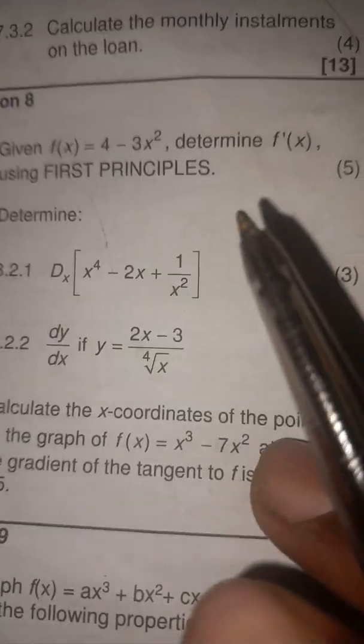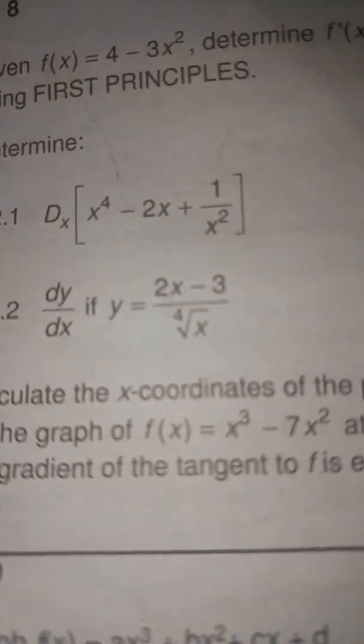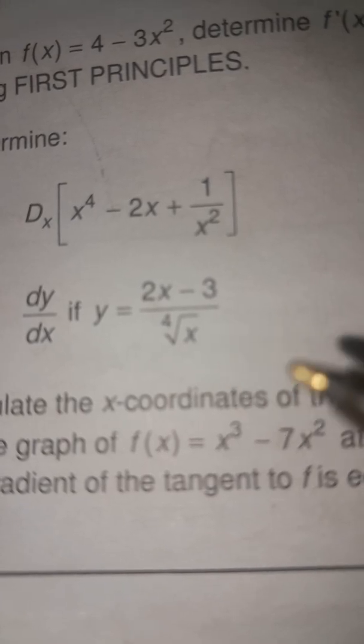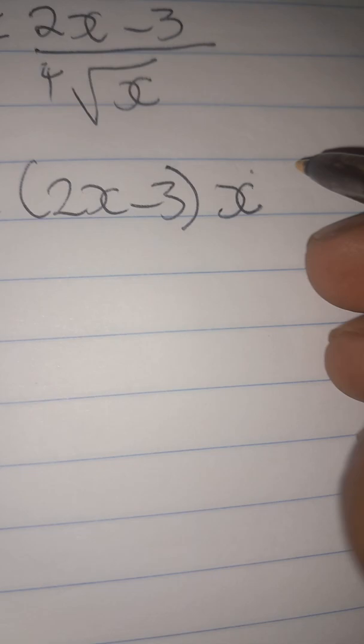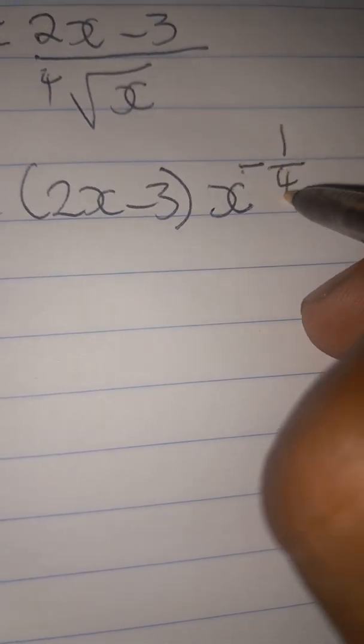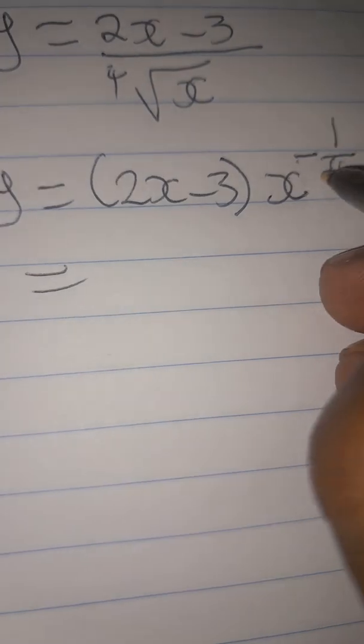Then at 8.2.2, we have to change the denominator for root x into a negative exponent. So what are we having then? Remember that we have y equals 2x minus 3 divided by the 4th root of x. So when we change this, this will be 2x minus 3, and remember this will be 1 over x to the power of negative 1 over 4, since it's a fraction. So this x to the power of negative 1 over 4 will multiply everything that is inside the bracket.